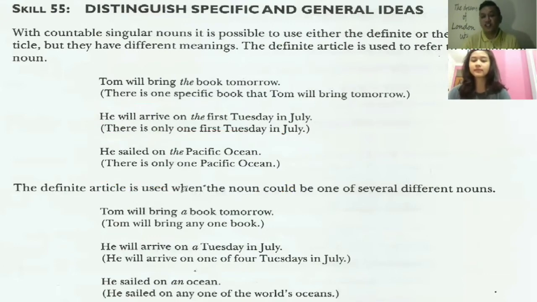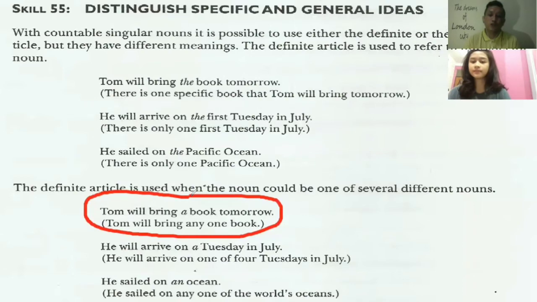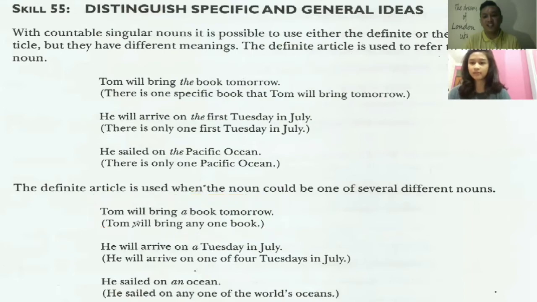Now let's move on to the article "a." Let's take a look at the sentence. Tom will bring a book tomorrow. Do you know which book Tom will bring tomorrow? No. Okay. But how many books do you think Tom will bring? One. Okay.